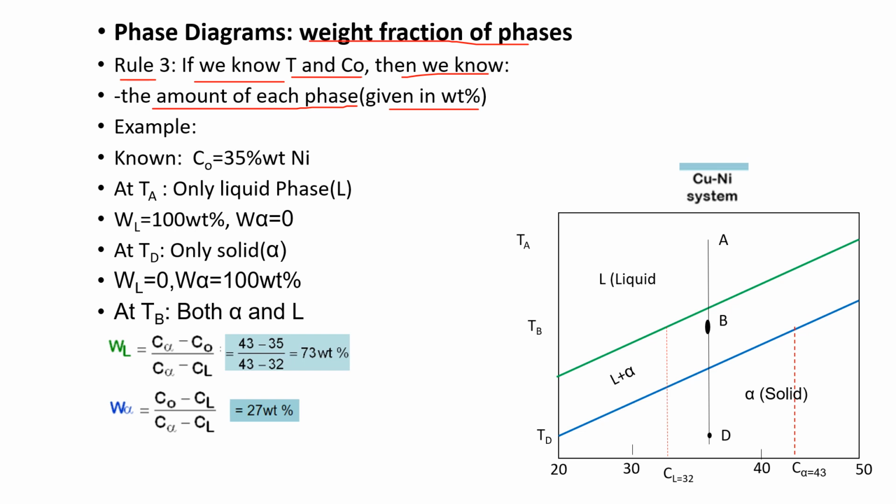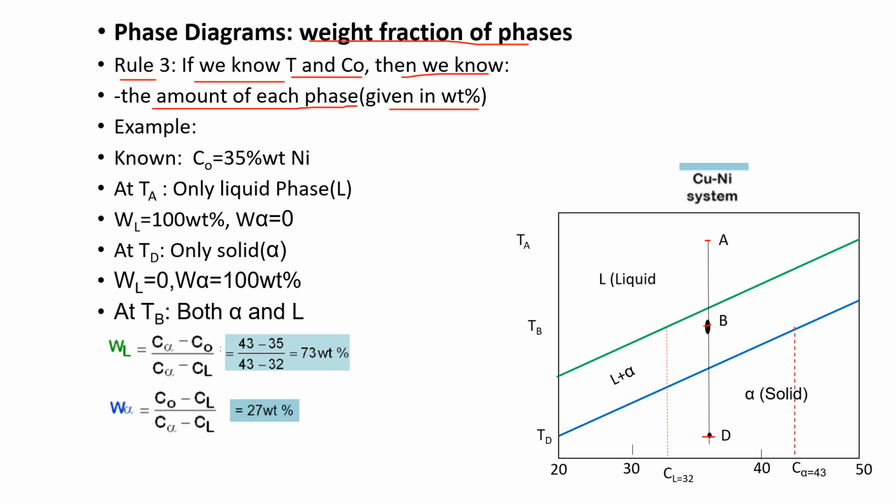At point B, we have 3 points. We are given 3 points. One is A, one is B, and one is D. We want to find out the composition of each phase.